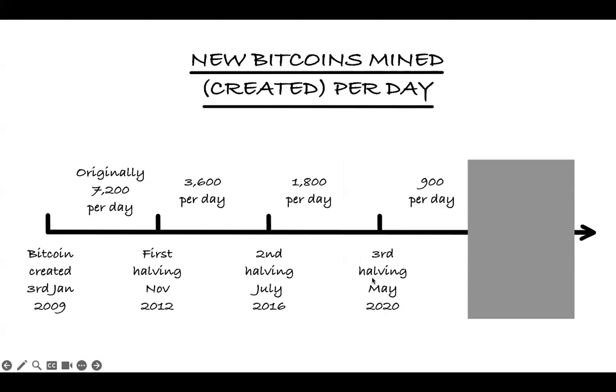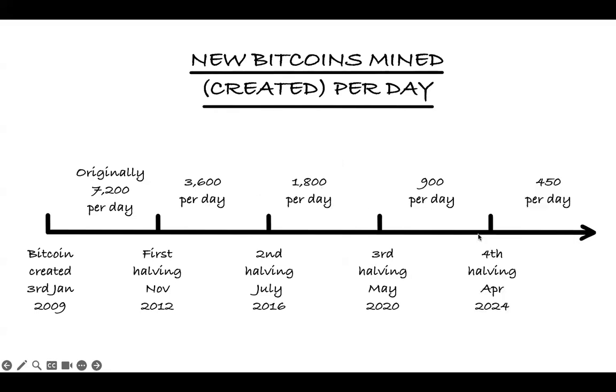We then had the third halving in May 2020. The amount of Bitcoins created per day went from 1,800 to 900. And now, where we currently sit in the fourth halving period since April 2024, the amount of Bitcoins created per day has gone from 900 to 450 per day.